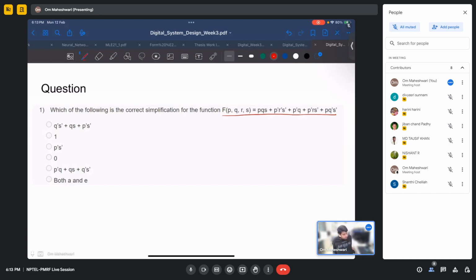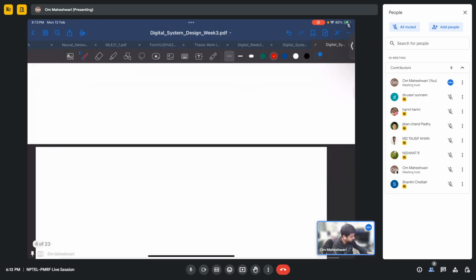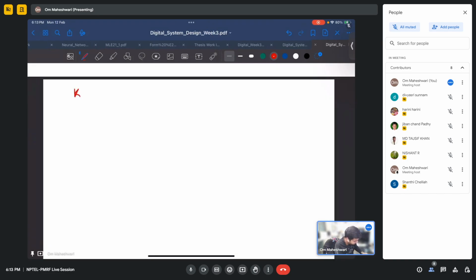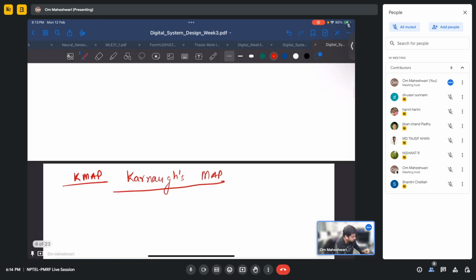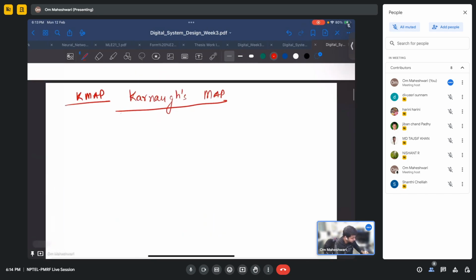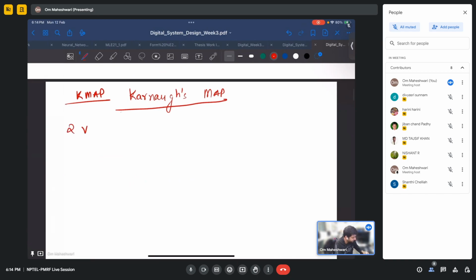Okay, so to solve this question, let us first see what is K-map. So K-map is a method to simplify the Boolean expressions. So let us start with the easiest K-map, a two variable K-map.